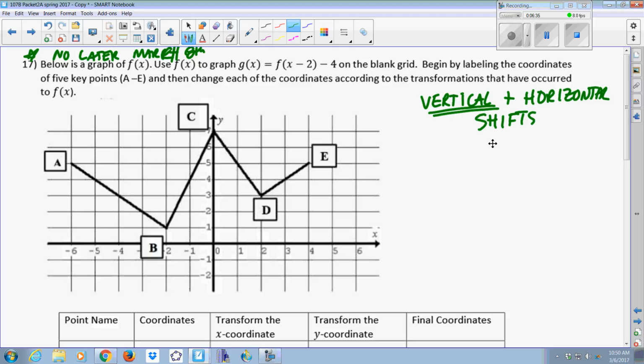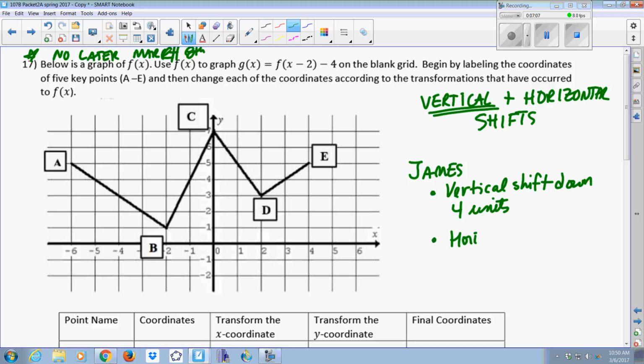Okay, can anybody tell me specifically what the shifts are that are going on here with the G function? Someone that maybe hasn't had a chance, James? Okay, that's one of them. So Jane says that vertically, we're having a vertical shift down. That's the subtraction symbol. They're down 4 units. And then the one that's a little trickier. Yep, Cyrus. Right, horizontal shift right.